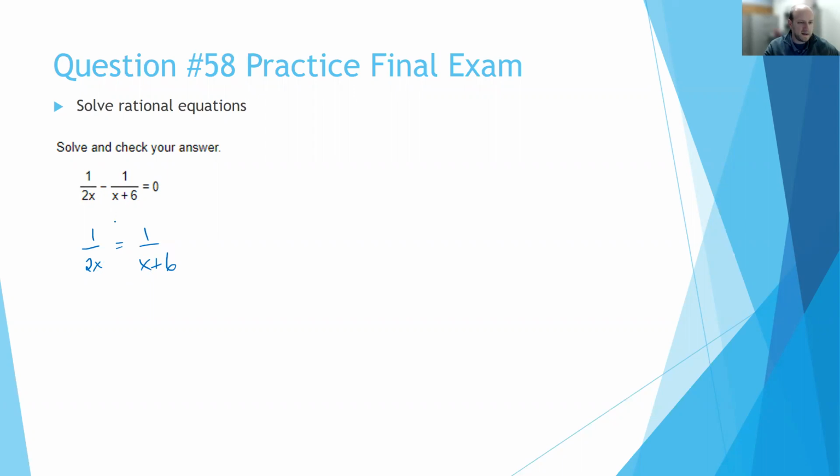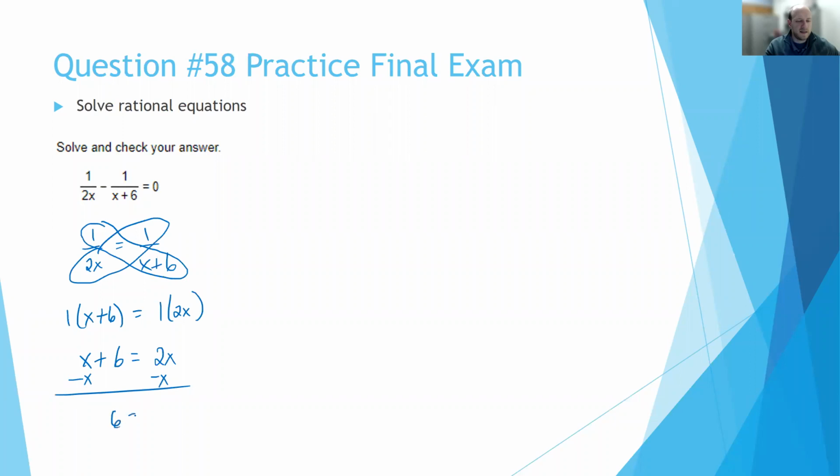And now I can cross multiply. Remember, if we had it in this form, we can cross multiply. So I can take 1 times x plus 6, set it equal to 1 times 2x. And so that's just x plus 6 equals 2x. Subtract this x over to the other side, and you have x equals 6, or 6 equals x.